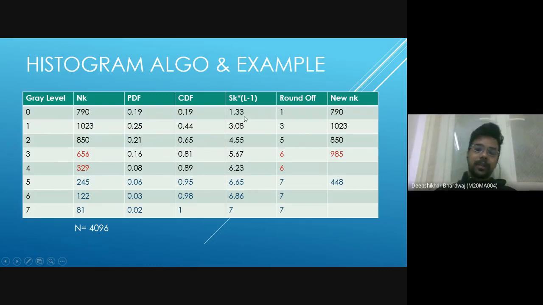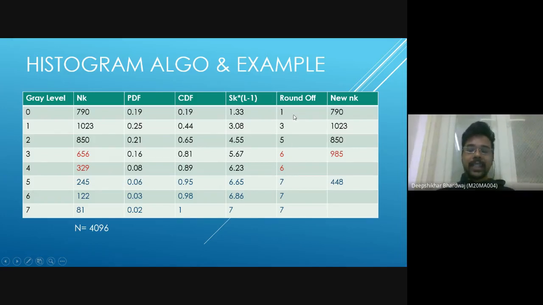Now coming to this point. The CDF value which I've got here, if I multiply it with the number of levels minus 1, that is 8 minus 1, I will get 1.33. Similarly, 0.44 times 7 is 3.08, and so on, like 1 times 7 is 7. Now I will round off these values. 1.33 is closer to 1 than 2, so here it is 1, 3.08 goes to 3, and so on.